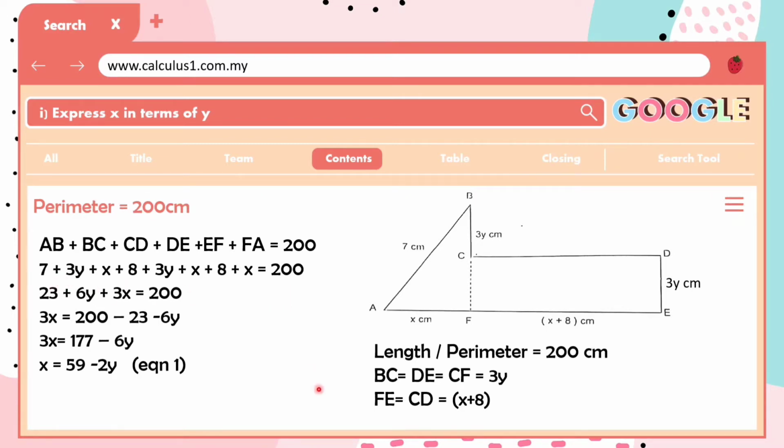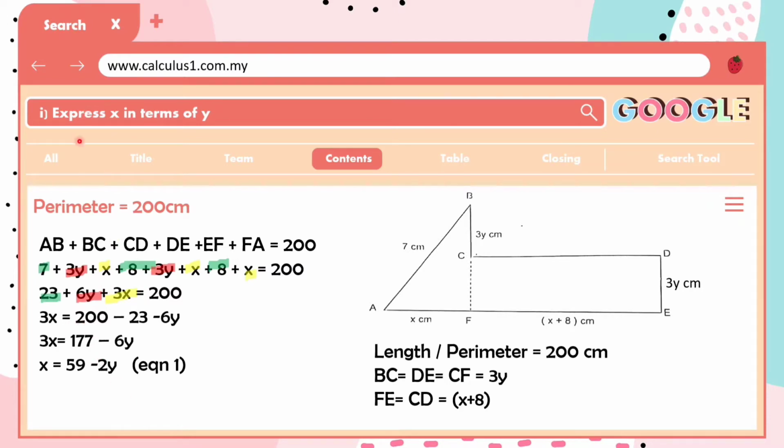From this equation, we can simplify it one by one. Firstly, we simplify 8 plus 8, we get 16. 16 plus 7, we get 23. Then we simplify 3y and 3y, we get 6y. And lastly, we simplify x plus x plus x, we get 3x. And it is equal to 200.